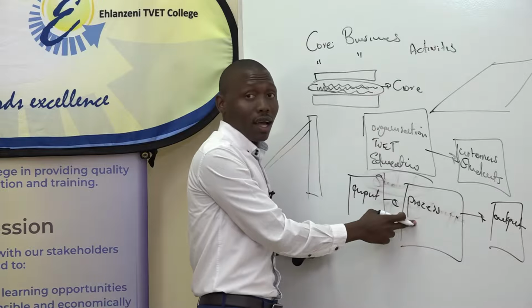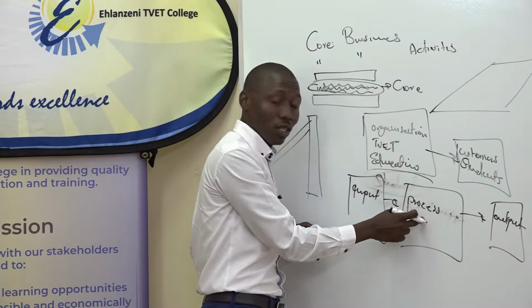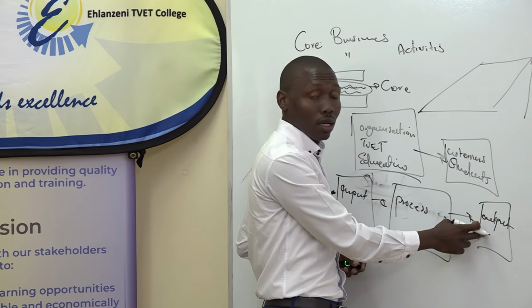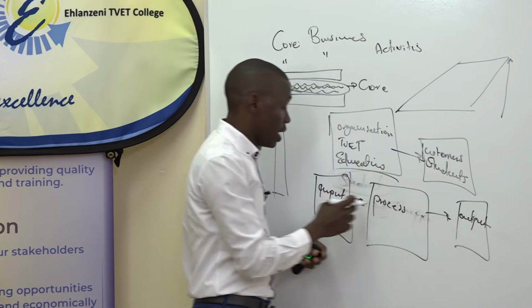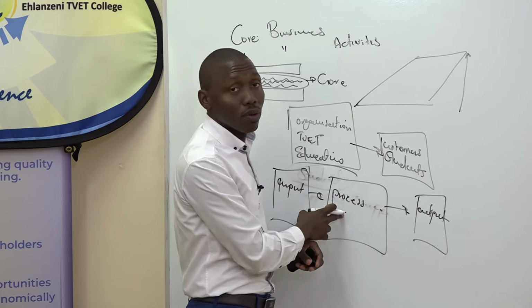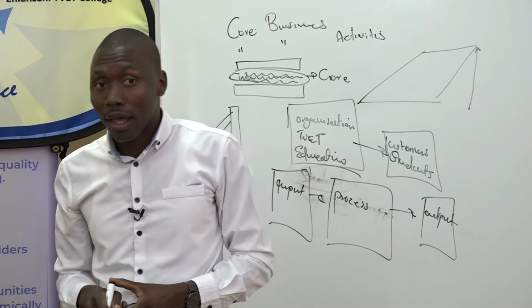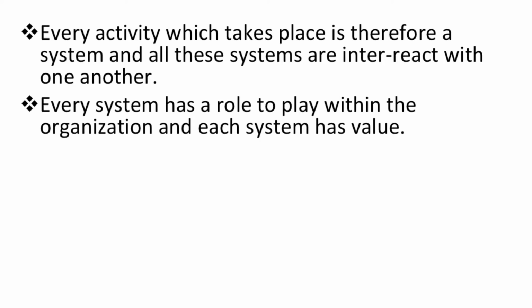The process cannot perform its duties without the inputs. The same applies to the output. We can't get the results without the input and without the process. They interact with one another. Every system has a role to play within the organization, and each system has value. So in other words, inputs are important, and the process is important for us to get the output.